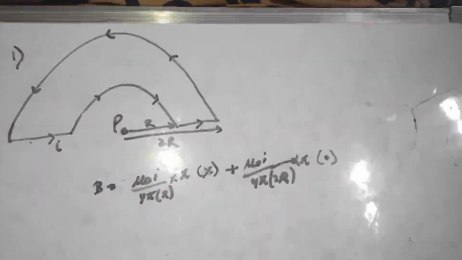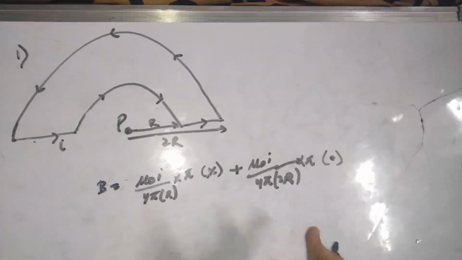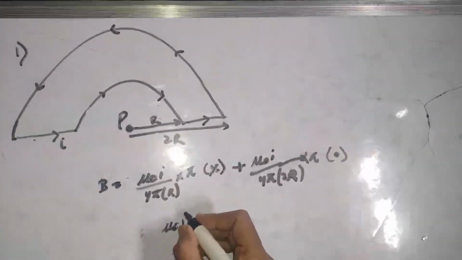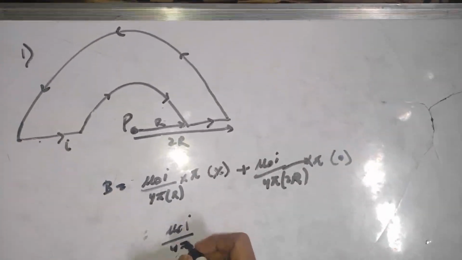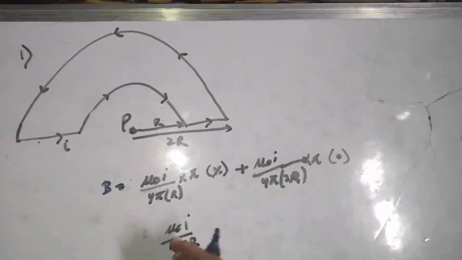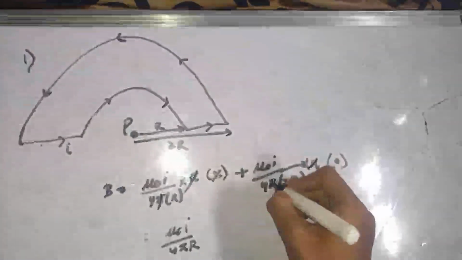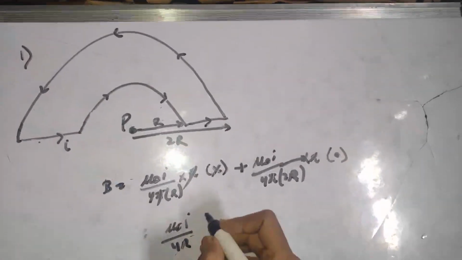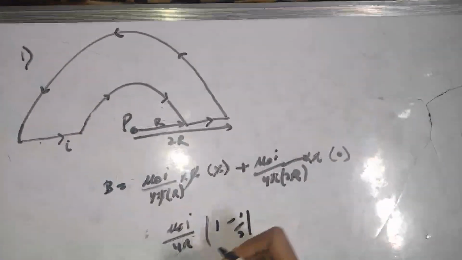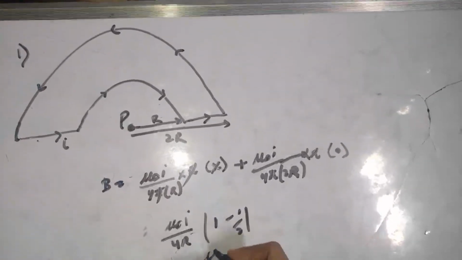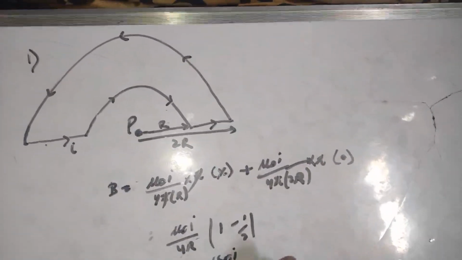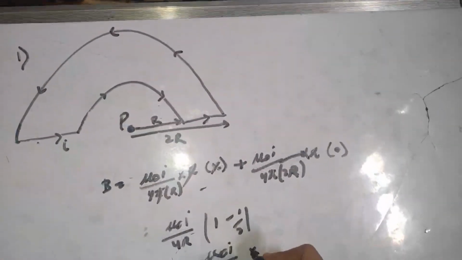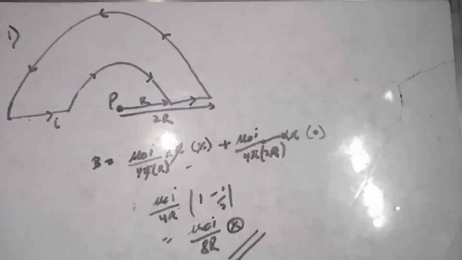Why is it 0? Because the sine 0 will be 0. So we can take out everything common, that is mu naught I upon 4 pi r, and this pi cancels, so we don't need to write pi at all. This is mu naught I upon 4r, and we can find here 1 minus 1 by 2, so this will be half, so this will be mu naught I upon 8r. Because this quantity is greater, we subtracted from this to this, so this will be outside the plane. So that's the solution of this problem.